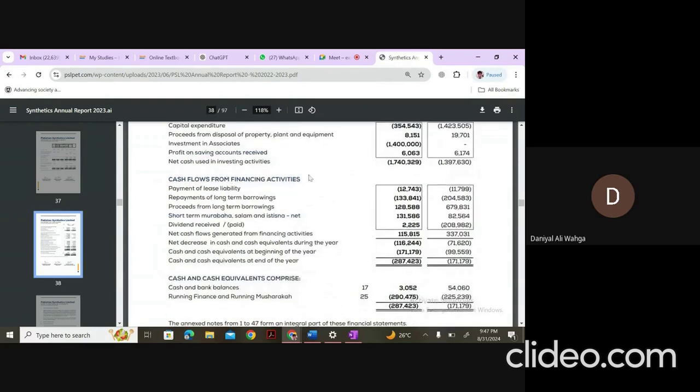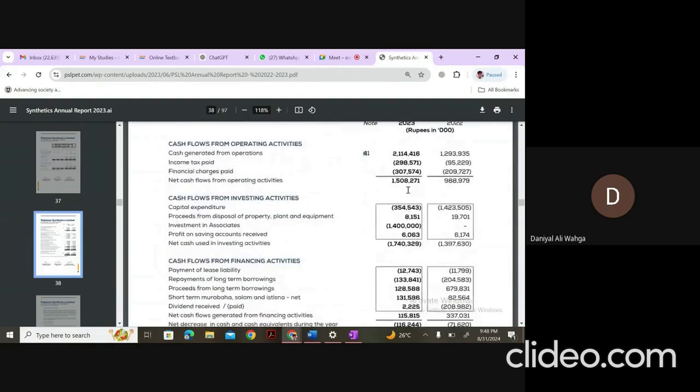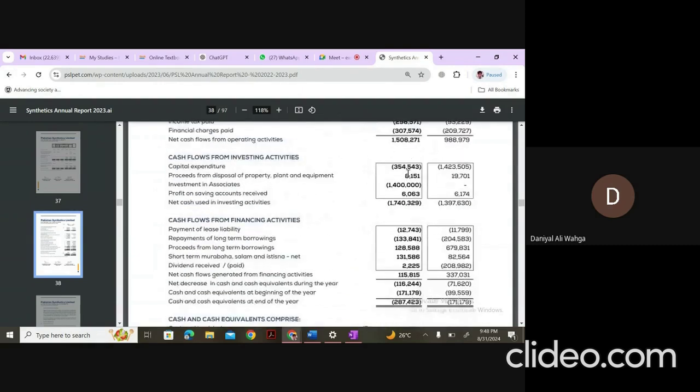Then there are financing activities. How much cash was generated from financing purposes? Payment of lease liabilities, where a net amount was paid. Payment of long-term borrowings. Proceeds from long-term borrowings, which is the new finance you have arranged. Short-term mudarba, which has been arranged. Dividend which has been paid. So this is the net cash generated from financing. Now this is a very normal cash flow of a company.